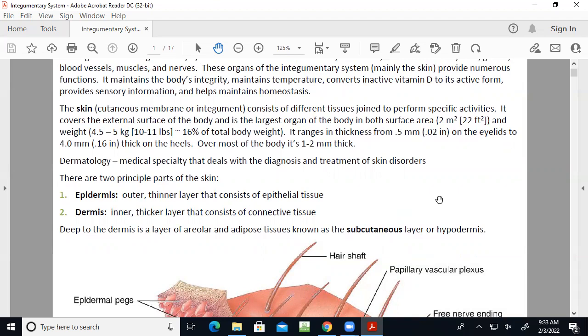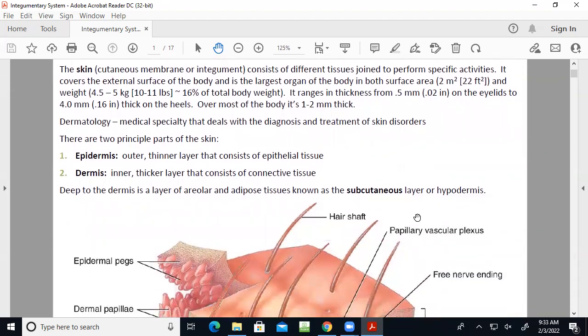So like I said, we'll start with the skin. Other terms for skin, which we learned in our previous lectures, are cutaneous membrane and integument, which is probably where the term integumentary comes from. I'll just call it skin. It consists of different tissues joined to perform specific activities. It covers the external surface of the body and is our largest organ in surface area, about 2 square meters or 22 square feet.